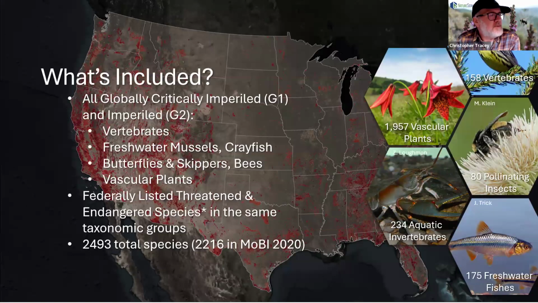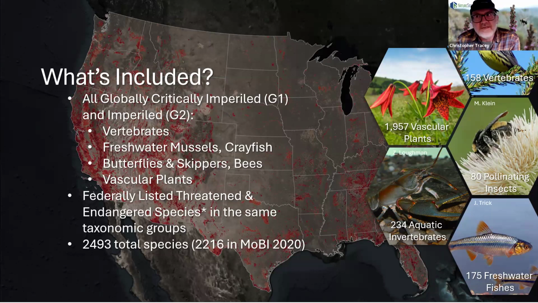So what's included? Currently MoBI includes all globally critically imperiled G1 and imperiled G2 vertebrates, freshwater mussels, crayfish, butterflies, skippers, bees, including bumblebees, and now solitary bees, as well as vascular plants, and also federally listed threatened and endangered species in the same taxonomic groups, but only ones that are listed at the full species level. The 2024 edition of MoBI includes 2,493 total species. This is up from 2,216 in MoBI 2020.